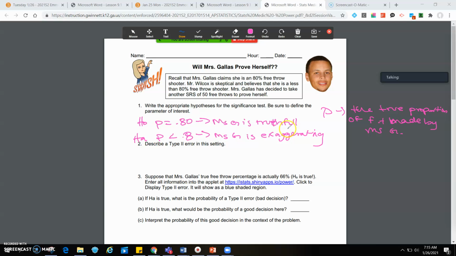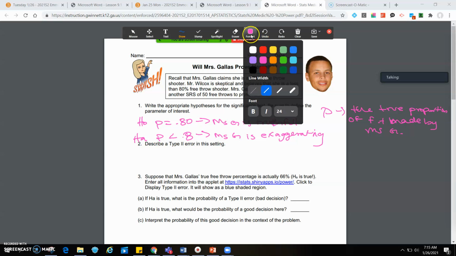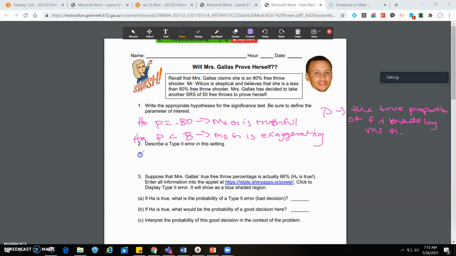Okay? Then it says describe a type 2 error in this setting. A type 2 error for this one would be something like Miss G is less than an 80% free throw shooter, but we fail to reject the null.